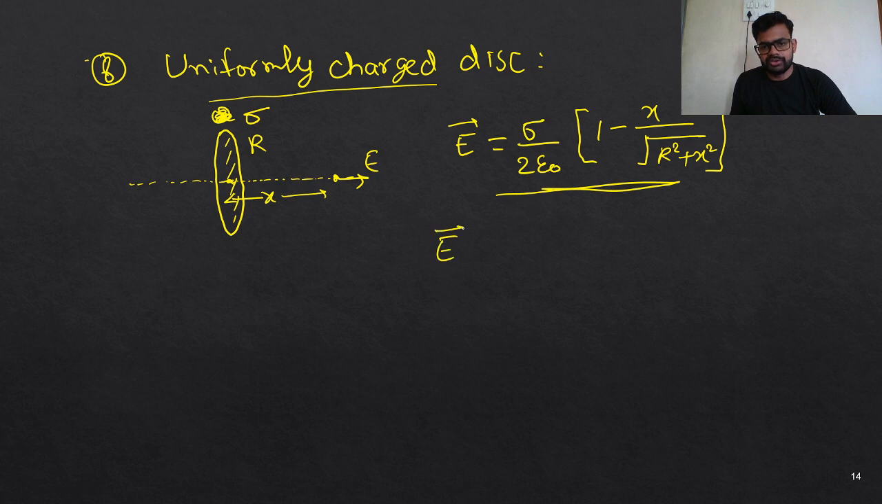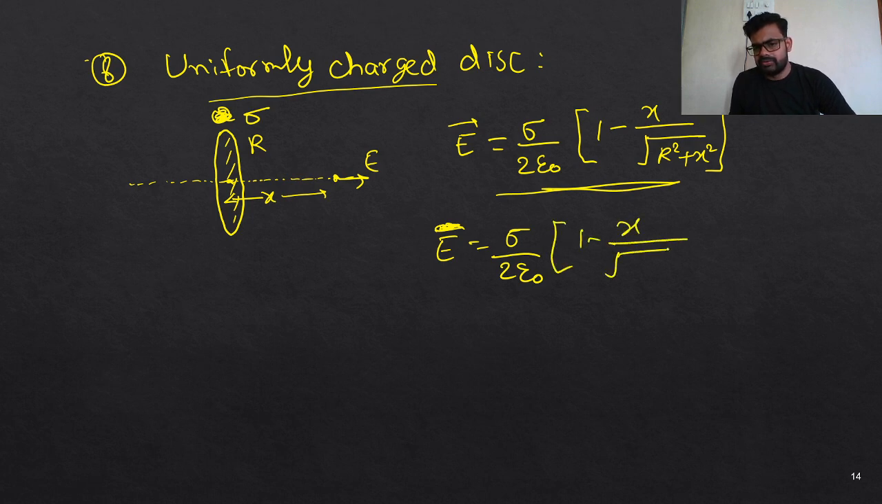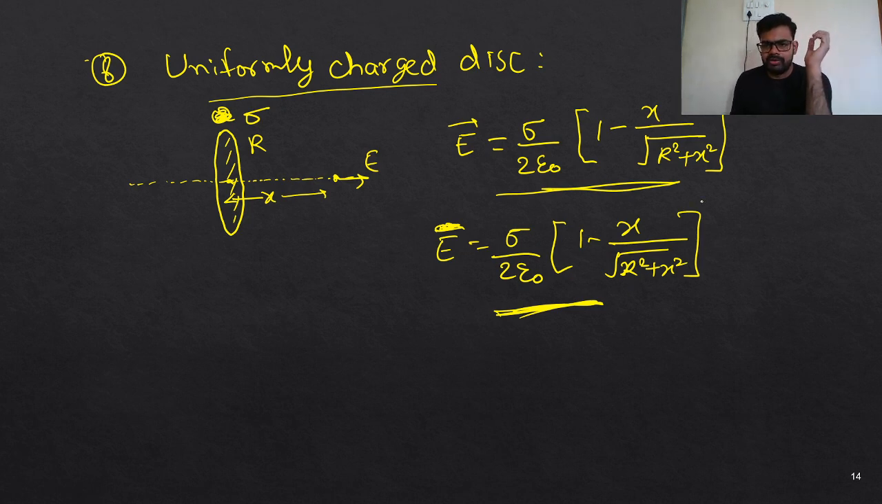So E is equal to sigma upon 2 epsilon naught. I'm just writing the magnitude. 1 minus x upon root of r square plus x square. So this is the same formula I have written. You just need to remember it. Why have I written it again here? Because I think the upper formula will be hiding behind my video, so that's why I have written it again here.